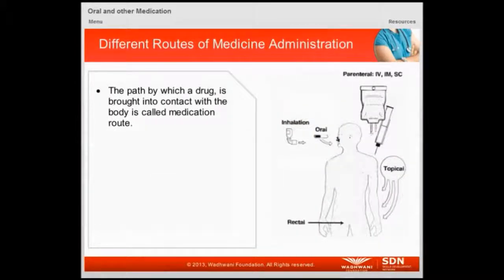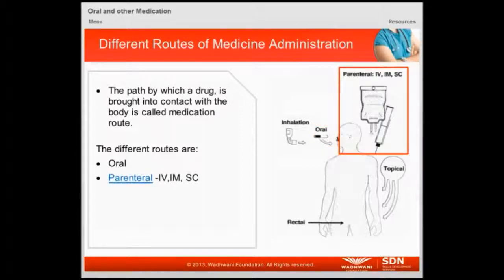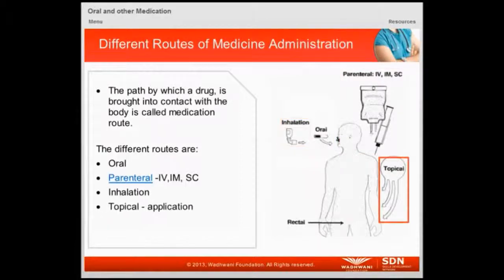The path by which a drug is brought into contact with the body is called the medication route. The different routes for administering medicines are oral, parenteral, that is, intravenous, intramuscular, subcutaneous, inhalation, topical application, and rectal.